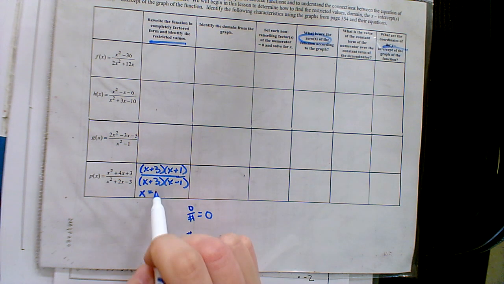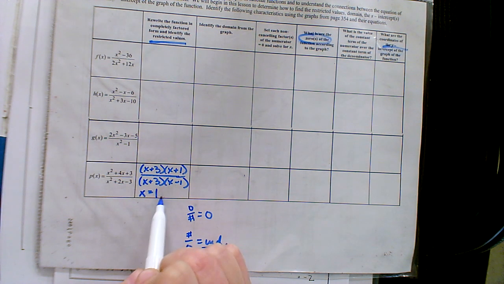Okay, so we essentially got to figure out what makes the bottom 0. So I like your number 1 because that came from down here. Is there another number that would make the bottom 0? Yeah? -3. Okay, we have two factors on the bottom, so we're going to have two answers, two restricted values.